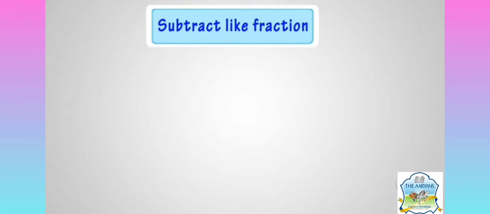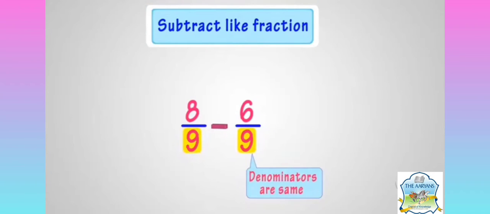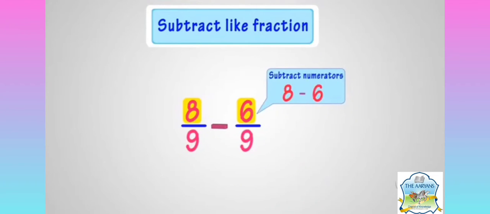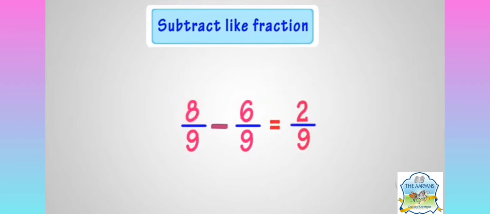Example, we have to subtract 6 by 9 from 8 by 9. These are like fractions as denominators are same. Both are 9. We just have to subtract the numerators to subtract the fractions. Subtracting the numerators, that is subtracting 6 from 8, we get 2. So 2 by 9 is the difference between two fractions, 8 by 9 and 6 by 9.